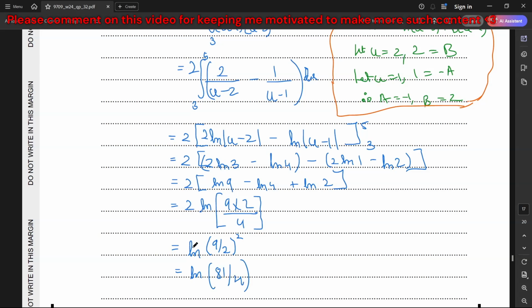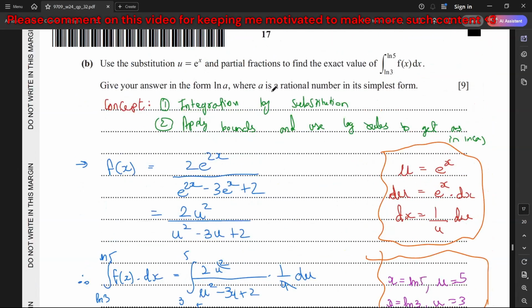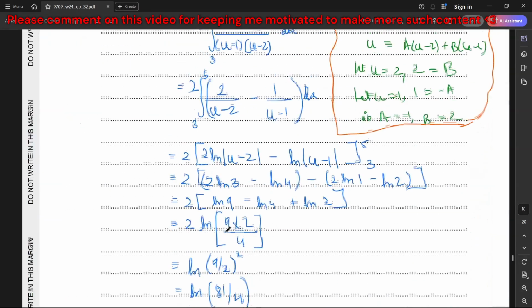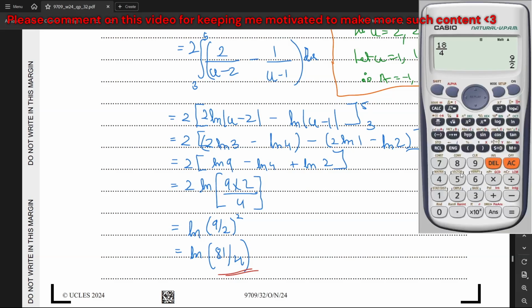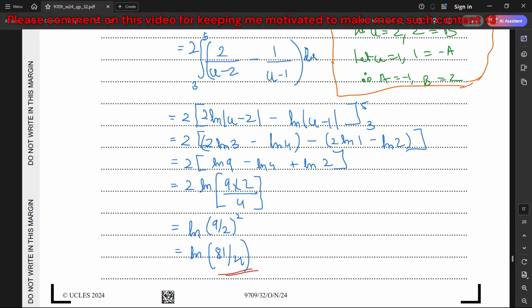Okay, so ln of 81 by 4 will become your final answer, where it is in the format of ln a, where a is a rational number in its simplest form. I don't think 81 can be divided by 4, but I'll just cross check it. 81 by 4, and yeah, that's it. So this becomes your final answer.